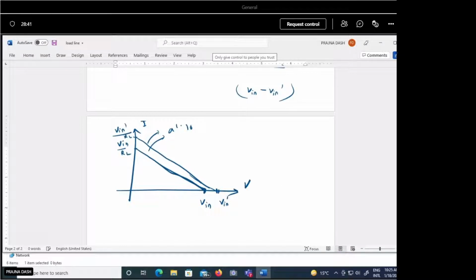So if they are parallel to each other, what does it indicate? If you join the characteristics, suppose this is the DC characteristics or static characteristics of the diode, at the cross-section we get two operating points. Let's say this point is A, another point is A dash. So for getting the dynamic characteristics, what can we do?